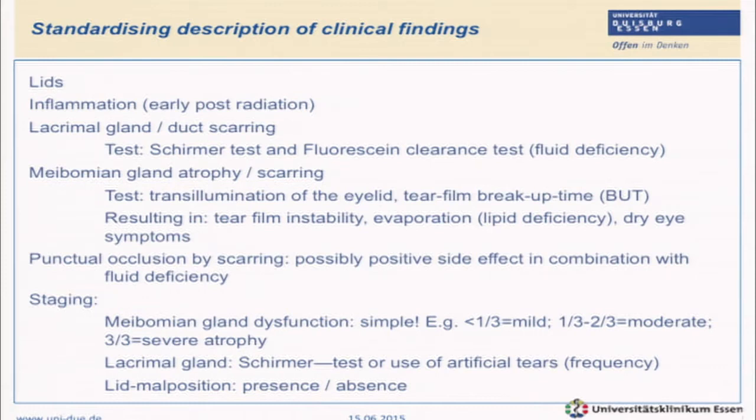So we have to find a way to standardize the testing in different studies. The meibomian gland dysfunction can be kept very simple. For example, you describe the atrophy as mild, moderate, and severe. And we very commonly use the Schirmer testing for the function of the lacrimal gland. And if we have severe complications with lid malpositions, we can describe them as present or absent in a simple staging.